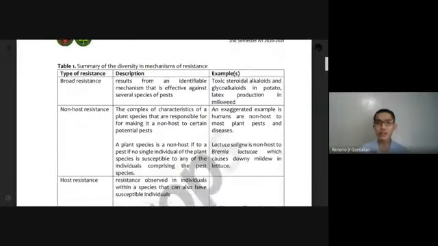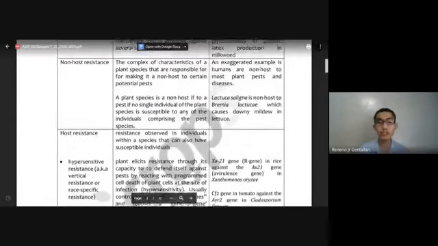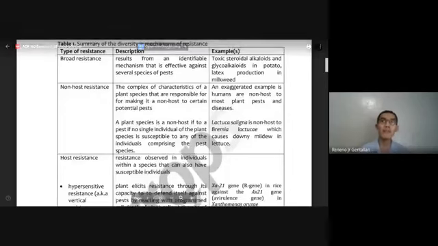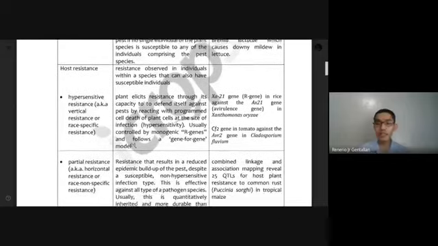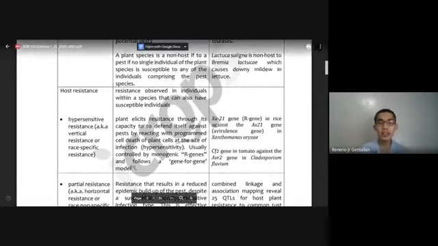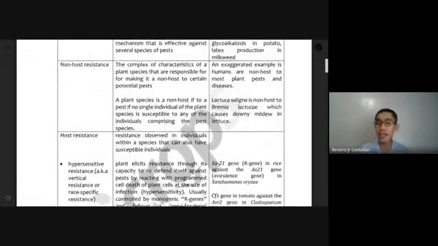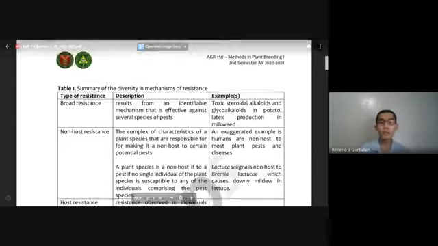It's already summarized here. I've taken the liberty to summarize the sources of resistance for you: broad resistance, non-host resistance, type of host resistance, hypersensitivity, and partial resistance. Here, you will be discussing what type of resistance is available, and whether it could be monogenic or oligogenic, or quantitatively inherited by more than one gene. So we will be discussing genes here, and of course, the gene-for-gene model is also described. An example is placed here also in the summary.